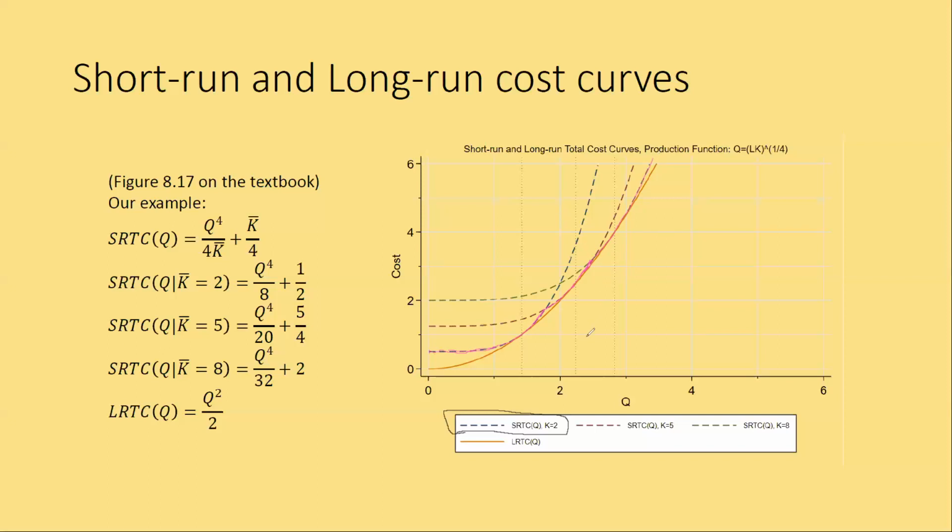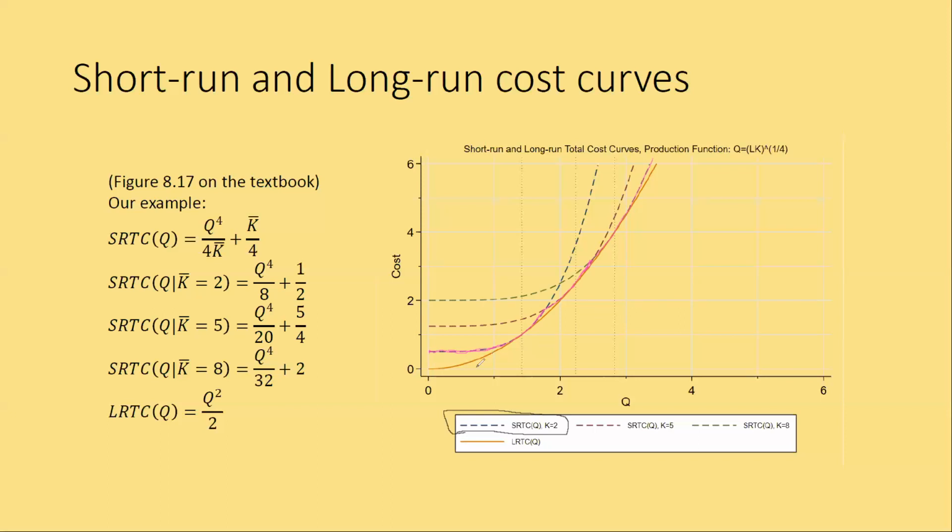So if we look at this pink line, we are picking the points that are the smallest among the 3 at every point of Q, right? This is what this pink line does. And here I only drew 3 short-run total cost curves. You can imagine we can draw as many of them as we want for different values of k bar that is fixed in the short run.